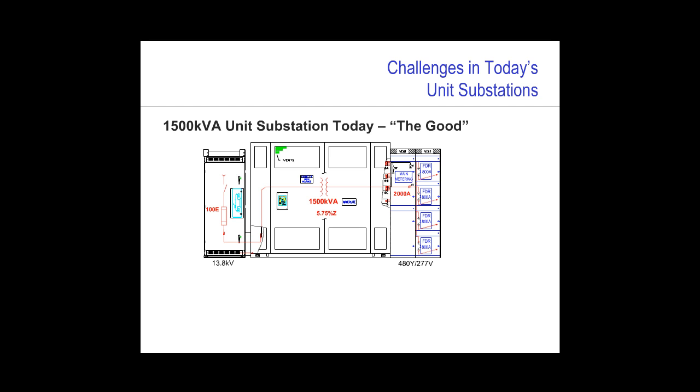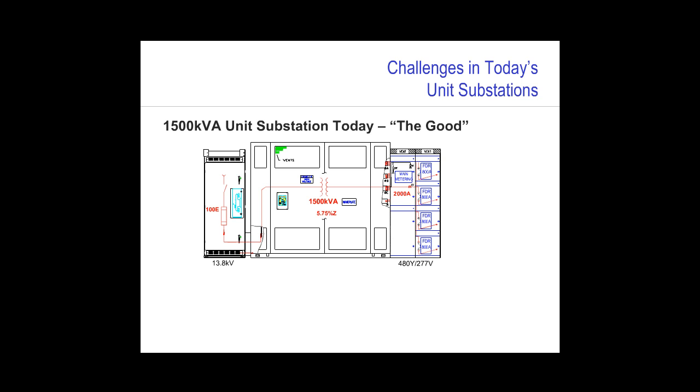From left to right, we start off with a 15 kV metal enclosed primary fused load break switch. This assembly is manufactured typically to a metal enclosed standard ANSI C37.20.3. And as you can see, I've shown a 100E current limiting fuse for this 1500 kVA design.